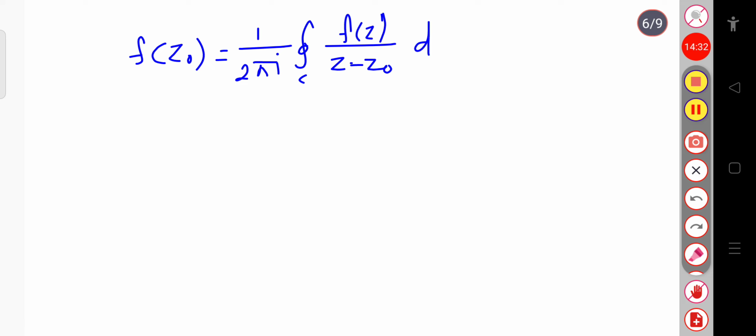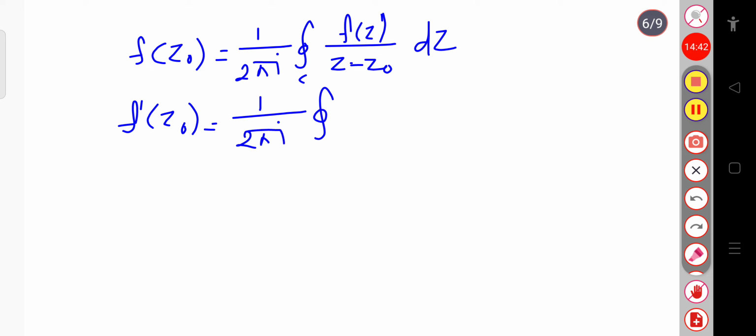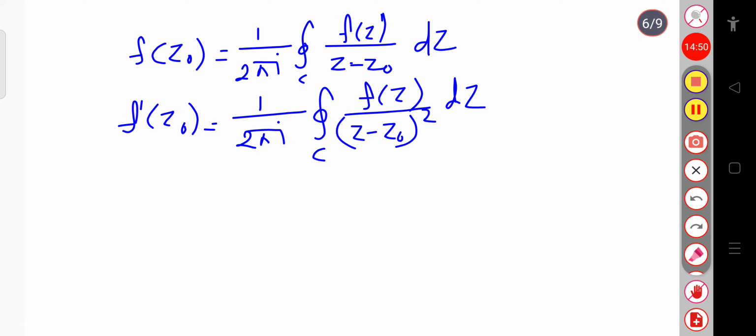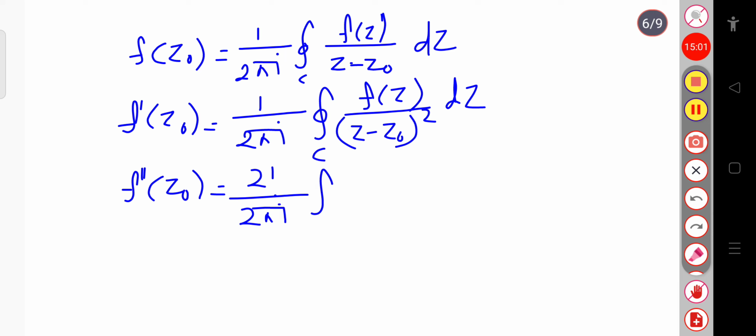If I take the first derivative of this function, that is f prime of z naught, then this will be equal to 1 by 2 pi I into the integration over the contour of f of z divided by z minus z naught whole square into dz. Okay. And similarly, if I take the second derivative of z naught, then this will be equal to 2 factorial divided by 2 pi I, integration over the closed contour C of f of z divided by z minus z naught whole power 3 into dz, and so on.